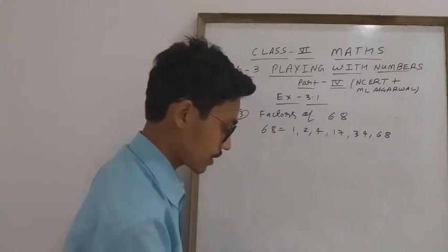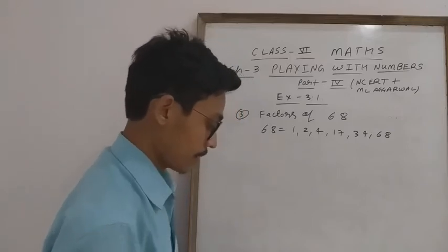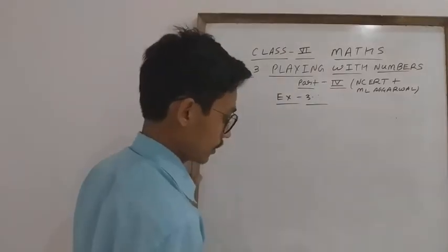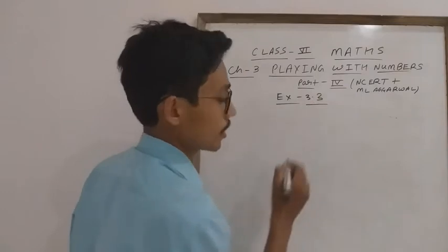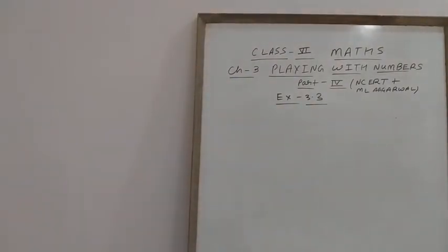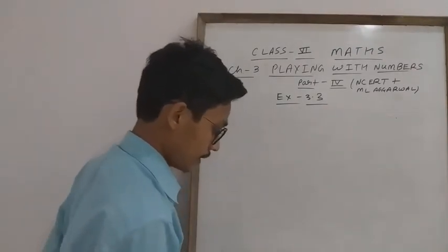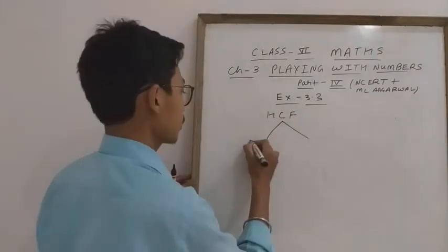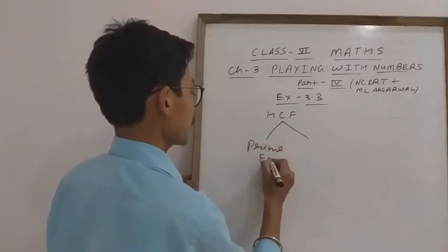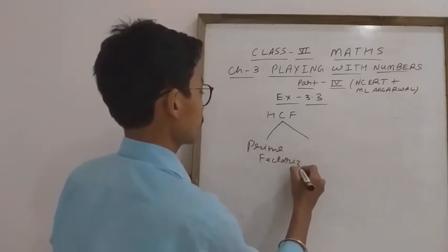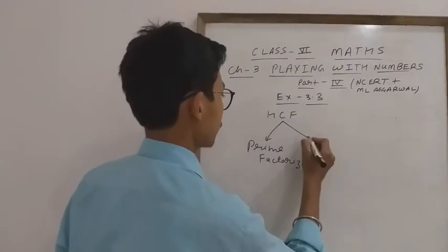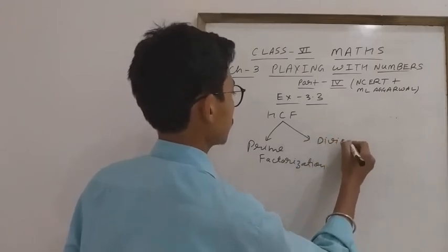Students, prime factorization is given. Prime factorization has two methods, students. See, exercise 3.3, prime factorization. Clear, everyone? See, the first is prime factorization; for example, if you have to find out the HCF, then HCF has two methods. First is prime factorization. Clear? And the second method is the division method, which I explained.